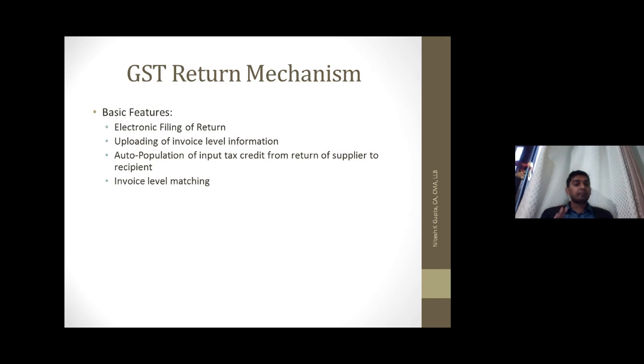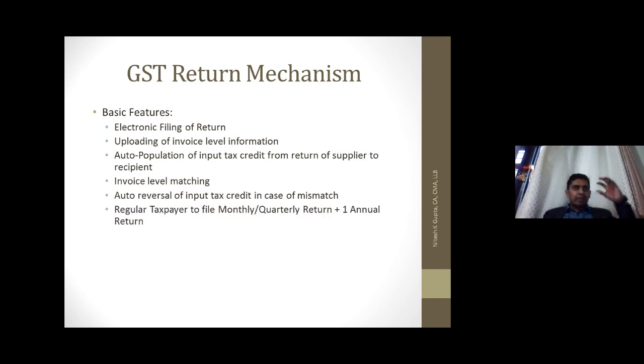Invoice level matching will be done. Each and every invoice that the seller uploads needs to be matched by the purchaser to his books. If there is a mismatch of input tax credit, it will be automatically reversed. That means you have to reverse it, otherwise the GST department will raise a demand. So every invoice that the seller has uploaded has to be matched with the purchaser's purchase invoice. Both invoices should be the same. Then only will input tax credit be granted.